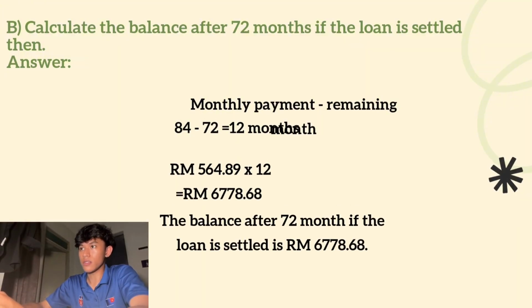Calculate the balance after 72 months if the loan is settled. In order to solve this, we need to take the amount from question 1, which is RM564.89, and then monthly payment times remaining months, so 84 minus 72 equals 12 months. RM564.89 times 12, and the answer will be RM6,778.68. So the balance after 72 months if the loan is settled is RM6,778.68.